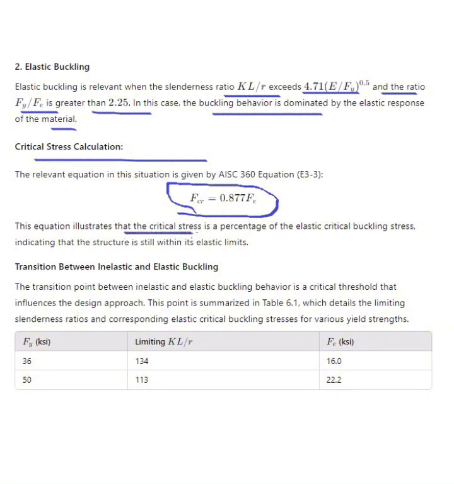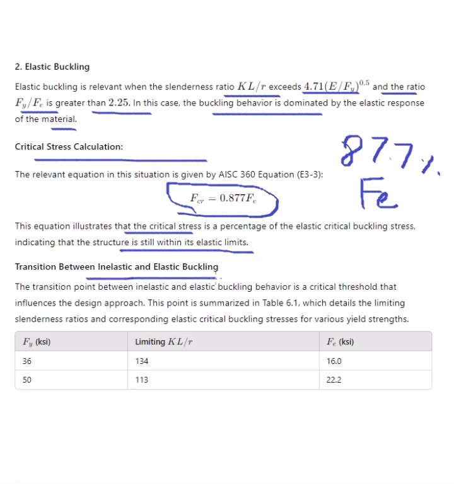This equation illustrates that critical stress is a percentage of the elastic critical buckling stress. So 87.7 percent of the elastic critical buckling stress will be the critical stress, indicating that the structure is still within the elastic limits.